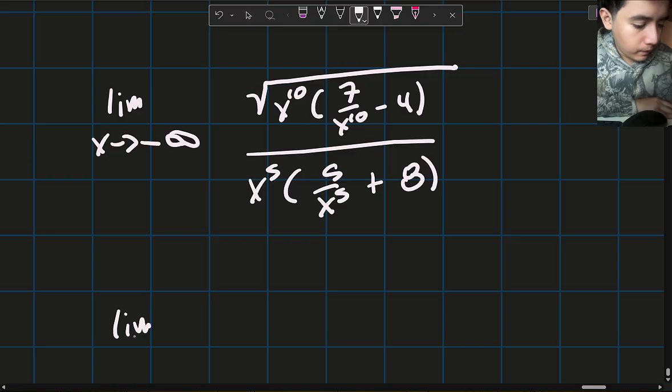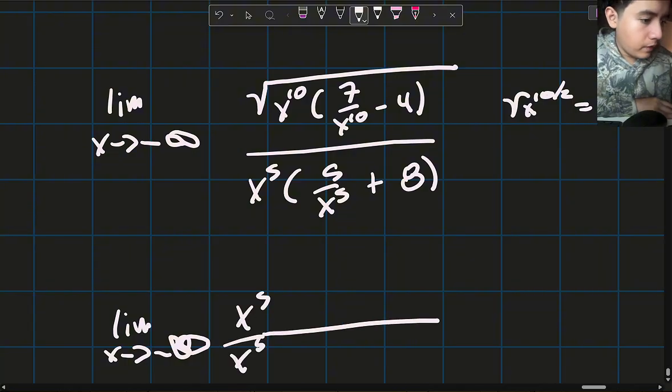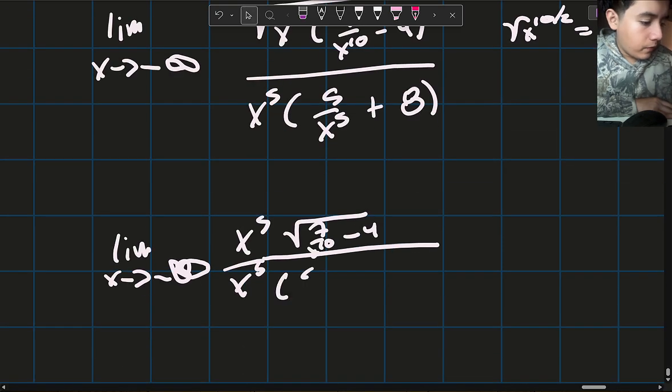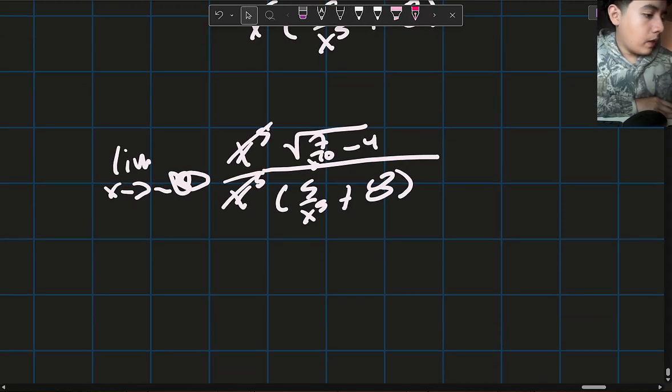This will become x to the power of negative infinity. The square root of x to the 10th is just divided by 2, so this becomes x to the power of 5. x^5 over x^5 of the square root of 7 over x^10 minus 4 of 5 over x^5 plus 8. Those cross out.